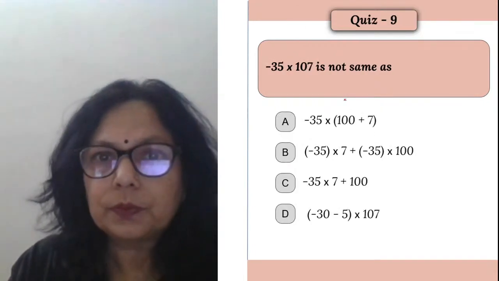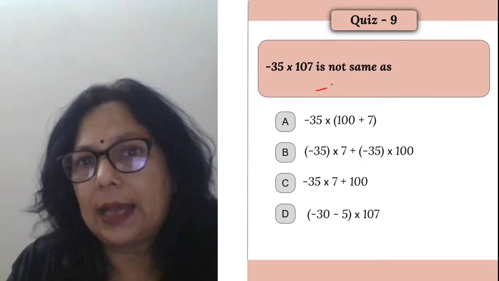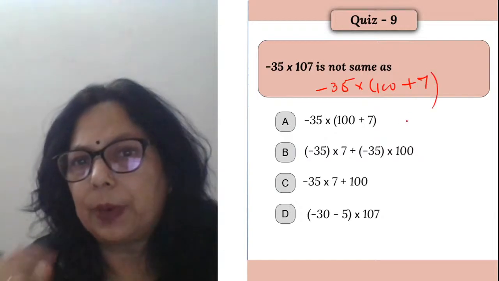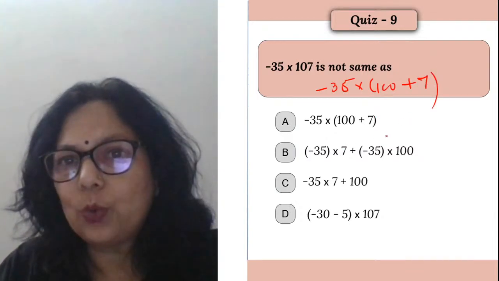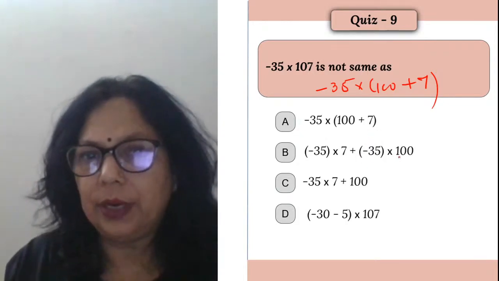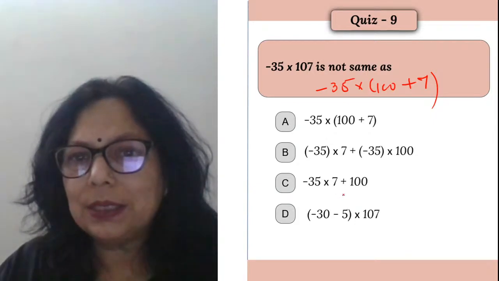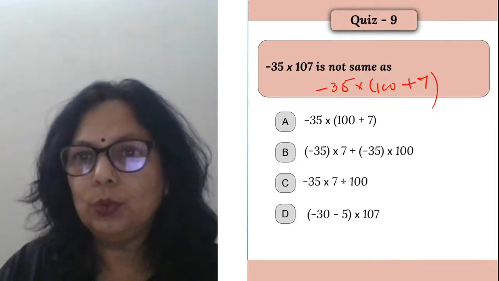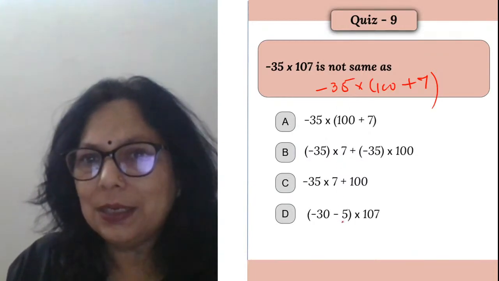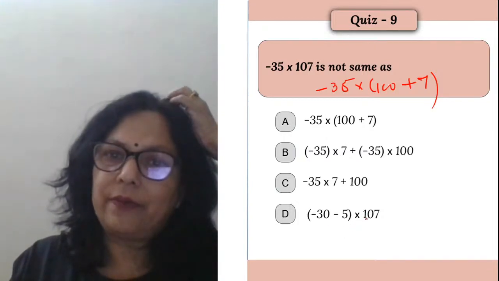Now, minus 35 into 107 is not the same as... If we have to break it up using the distributive property, we can write it as 100 plus 7. So minus 35 into 100 plus 7, or minus 35 into 7 plus minus 35 into 100. Minus 35 common, into 7 plus 100. It should be a bracket. Minus 35, minus 30, minus 5 into 107.